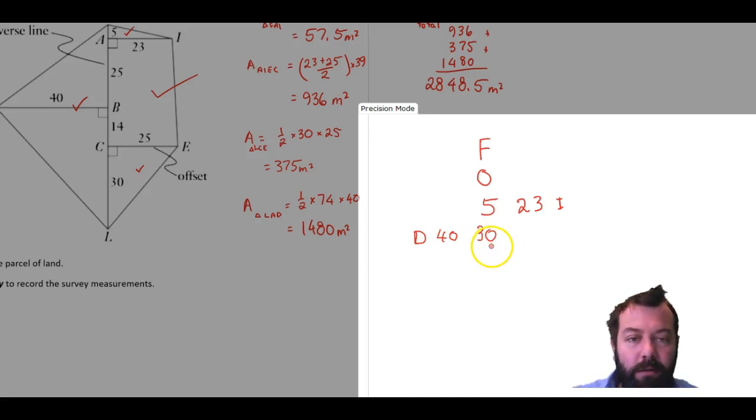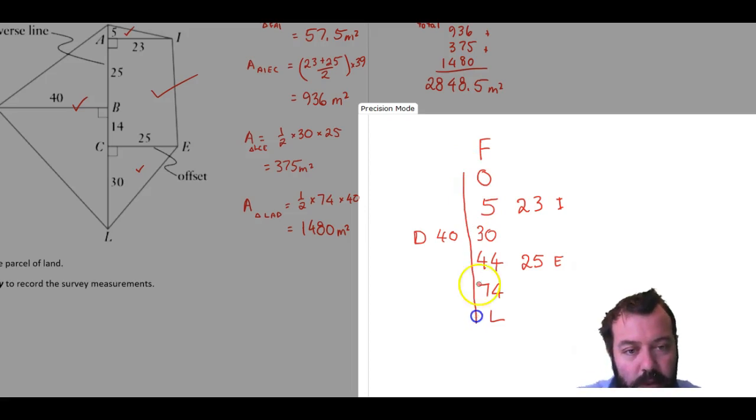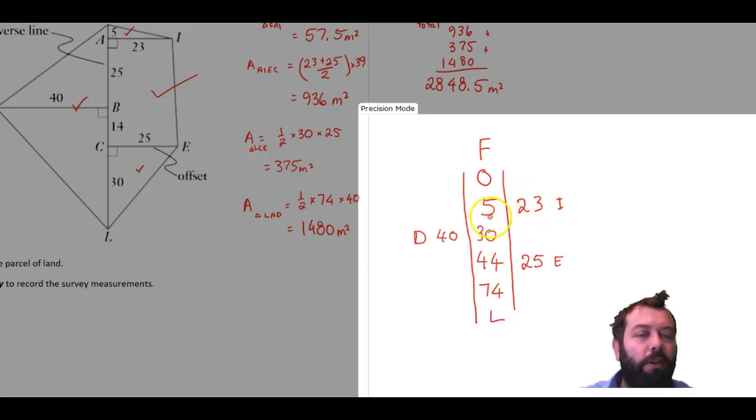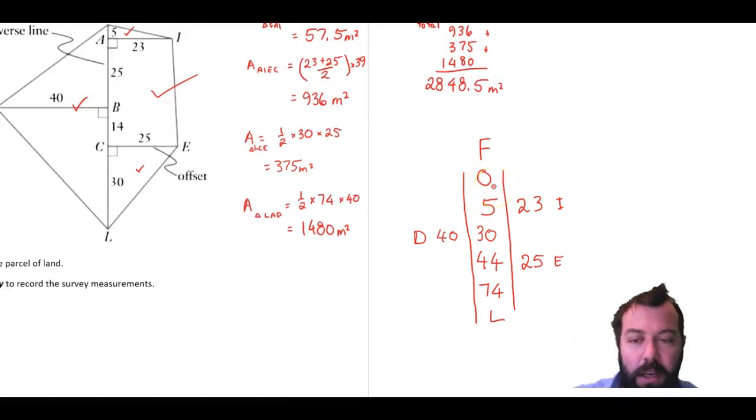From F come down, so we've just done 30 and then another 14, so 44. And I need to go to the right 25 meters and that's to point E. And then we go another 30 meters, so that brings us to the 74 altogether, gets us to the point that is called L. Now we might very well just draw some lines here, a bit like our double-sided stem and leaf plot, just so we don't confuse our digits together. And that's what we call a notebook entry. This little list of numbers here provides the same information as that diagram.